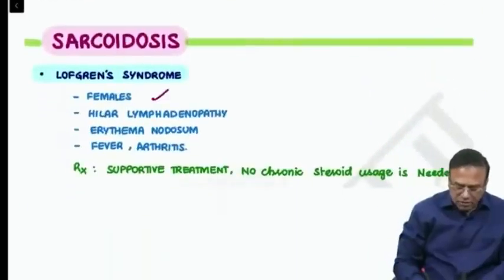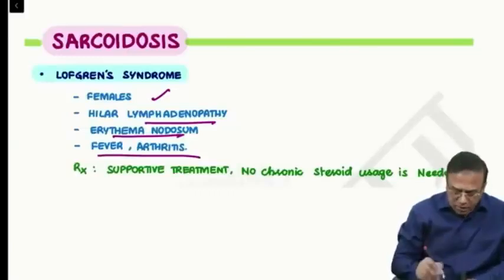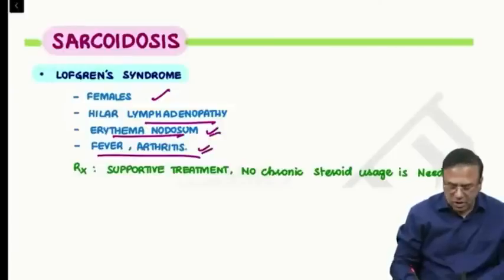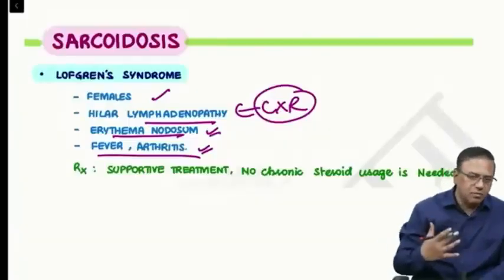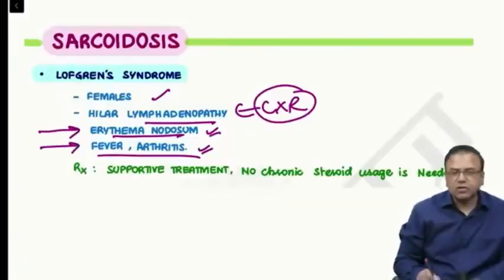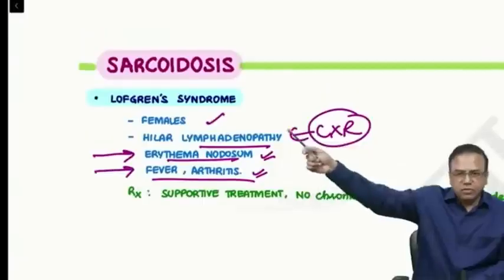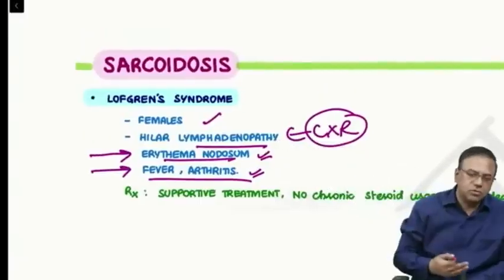Sarcoid is seen in females: hilar lymphadenopathy, erythema nodosum, arthritis. This is Lofgren syndrome. An MCQ will tell you a patient coming with erythema nodosum and arthritis, ankle arthritis. What's the next investigation? The answer is chest X-ray. The patient does not have any pulmonary symptoms, but when the patient comes with erythema nodosum and fever and arthritis, you are supposed to get a chest X-ray done to check for hilar lymph nodes. And once you see hilar lymphadenopathy, then you say this is sarcoidosis.